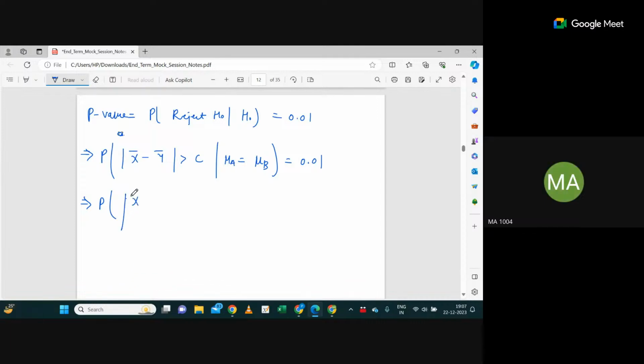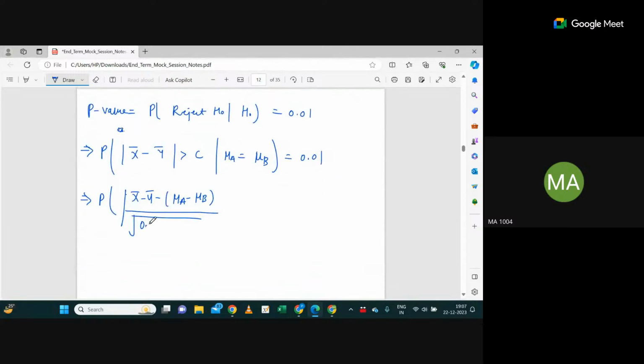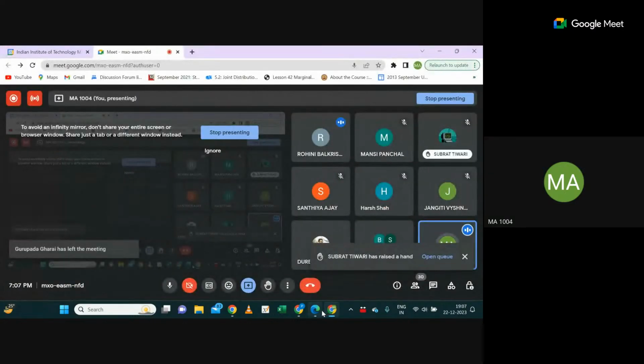Yes. So it will be x bar minus y bar minus (mu a minus mu b), right? I am subtracting this mean, divided by the square root of 0.36 divided by n plus 0.25 divided by 50. Greater than, yes, Subrat?